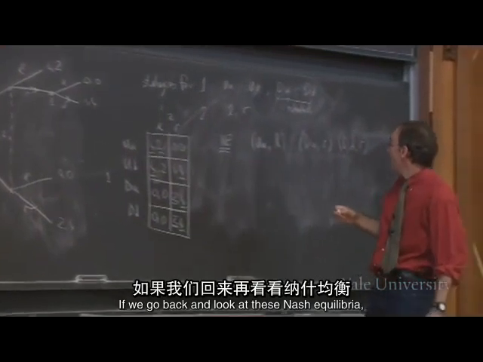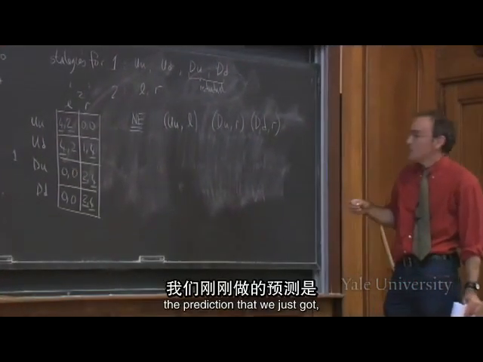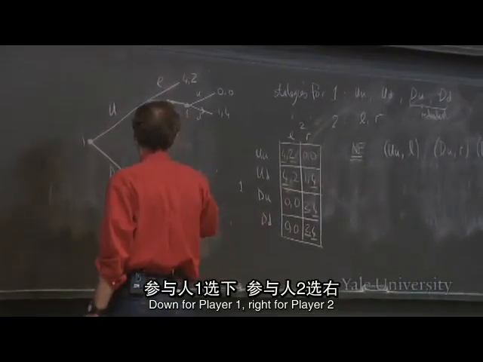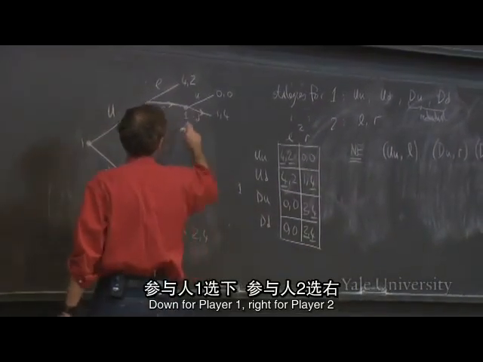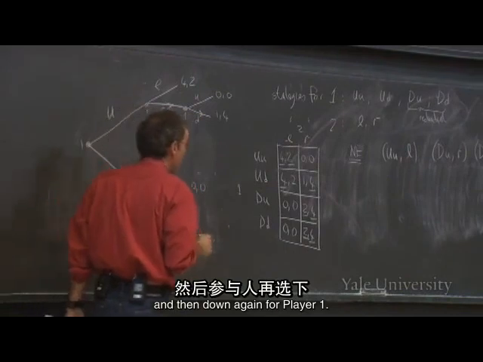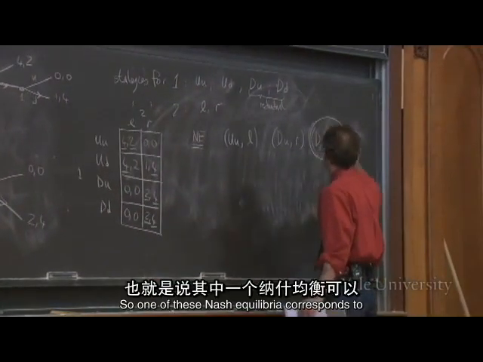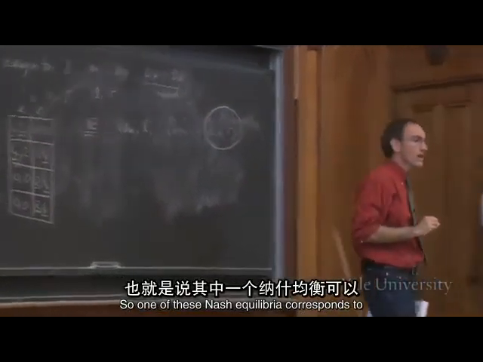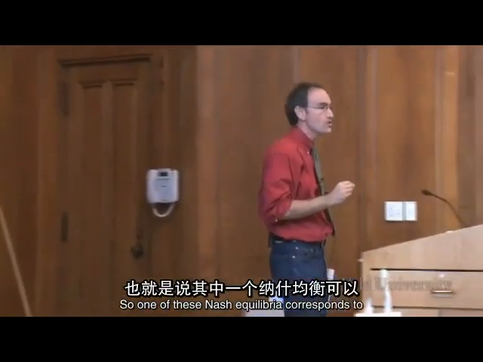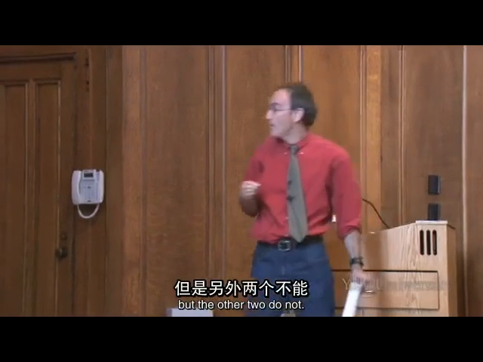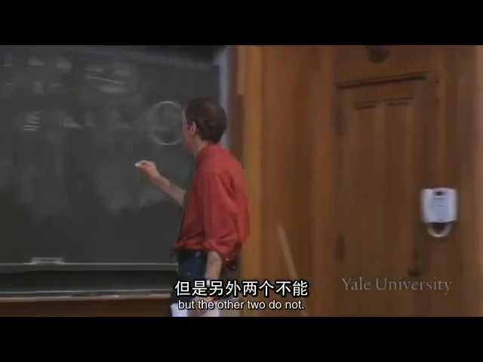Is that right? If we go back and look at these Nash equilibria, the prediction that we just got, which is what? Down for player 1, right for player 2, and then down again for player 1, right? That strategy is this one. So one of these Nash equilibria corresponds to our sensible analysis of this tree. But the other two do not.